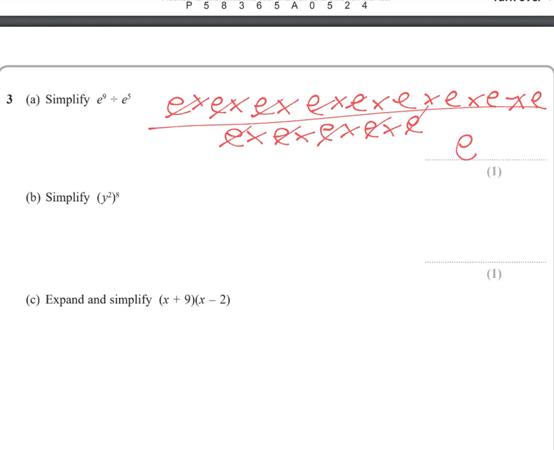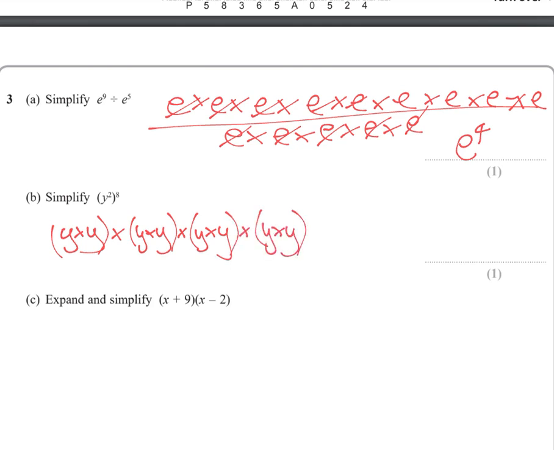E to the 4. 5 on the top, 5 on the bottom, we're left with e to the 4. Simplify y squared to the 8. This is y times y times y times y times y times y. Got to do this 8 times. Well, you can probably see by now how many y's we're going to get.